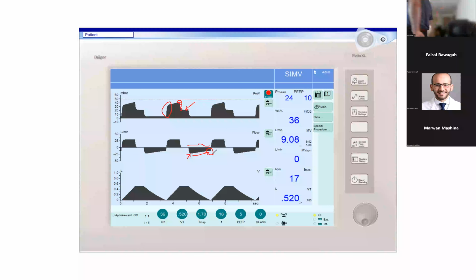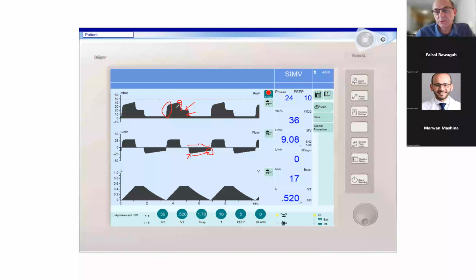Patient doesn't have enough time for the expiration. Excellent. The patient does not exhale all the way back to 0. So that means that there's air trapping, right? And if there is air trapping, what happens to the alveolar pressure? It's going to increase. The alveolar pressure is increased. And what do you call this? It's auto-PEEP. Auto-PEEP. And that auto-PEEP should be in this area here.